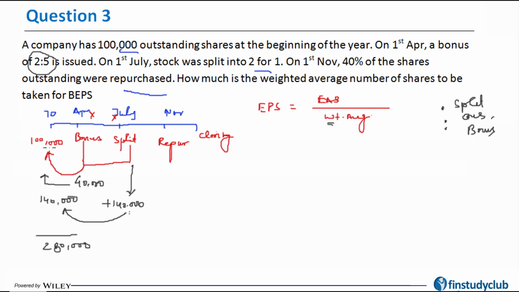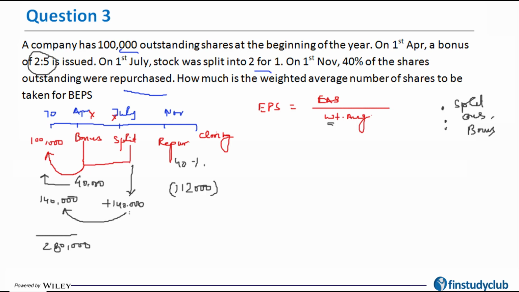So I have, in place of 1 lakh, now 280,000 shares outstanding from 1st of January. And now the third event which happened is the repurchase of 40%. So 40% of the shares which were existing, so 28 into 4, 112,000. These were the shares which have been bought back, or the treasury stock, as the case may be, from 1st of November.